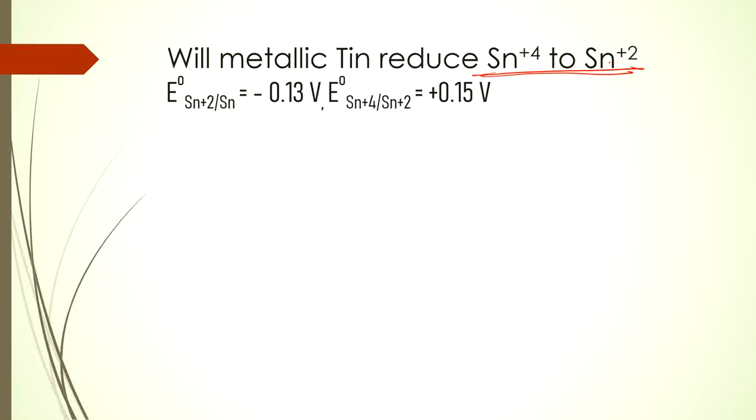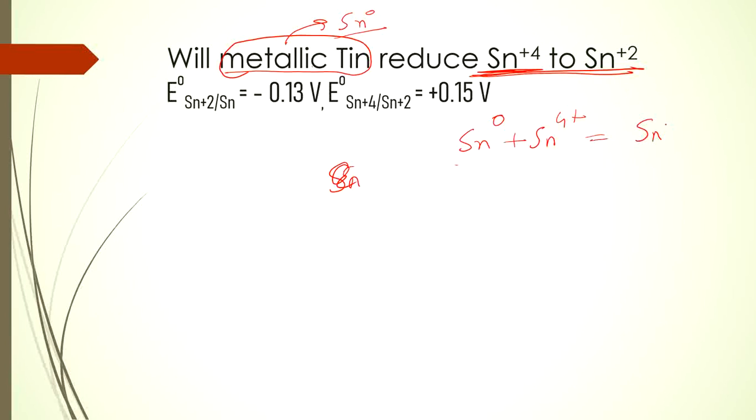So just try to consider the first line. Will metallic tin, what is metallic tin? Metallic tin means tin where the oxidation state is 0. So metallic tin is reducing Sn4+ to Sn2+. Therefore, as per the question, this metallic tin is actually reacting with Sn4+, right? Metallic tin is reducing Sn4+ means that metallic tin is reacting with Sn4+, and now the Sn4+ is being converted to Sn2+. So on the right hand side it would be Sn2+.